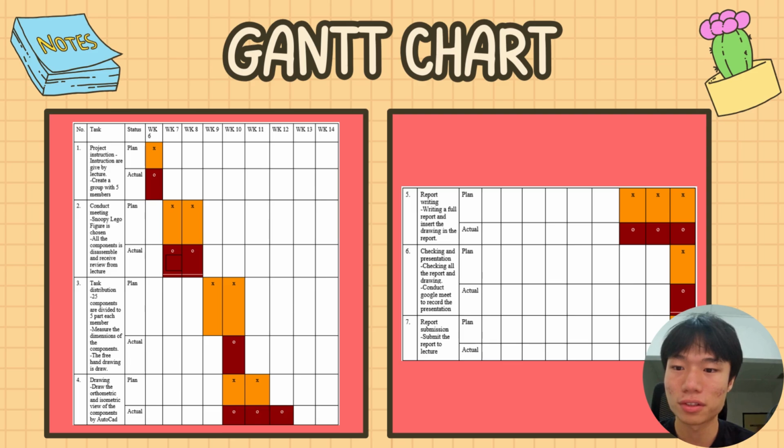And for the fourth task, we drew the isometric and orthographic projection of each component using AutoCAD. This was done throughout week 10 to week 12. For the fifth task, we wrote a full report of the tasks that we have done, and this was done during week 12 to week 14. And for the sixth task, which is checking the presentation, we did it in week 14, and we will submit the report in week 14 also.